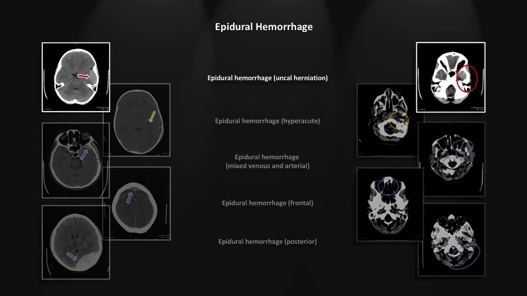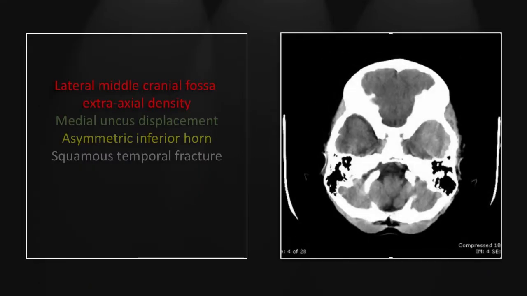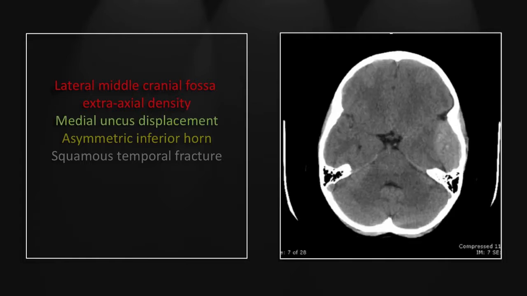Our first case is of epidural hemorrhage with pending uncal herniation. This hemorrhage is first visible in the lateral floor of the middle cranial fossa. Here you see an extra-axial lentiform hyperdense mass consistent with an acute epidural hemorrhage related to injury of the middle meningeal artery. Note the deformity of the underlying temporal lobe and the associated medial displacement of the uncus, which you see here distorting the suprasellar cistern.